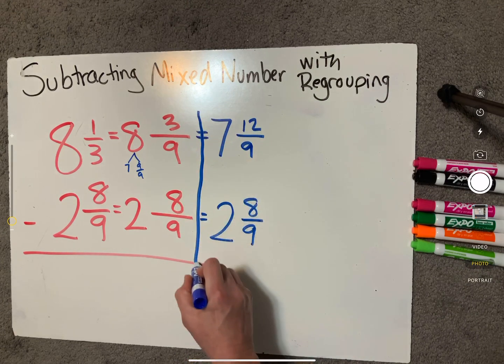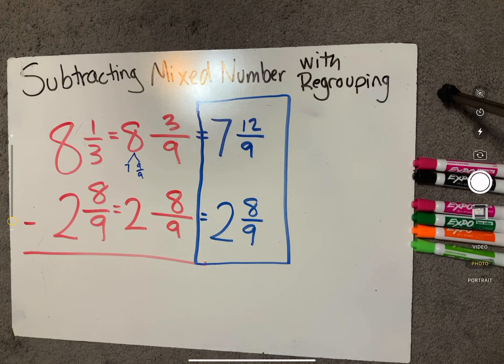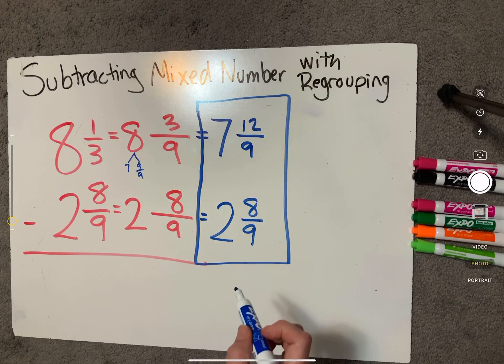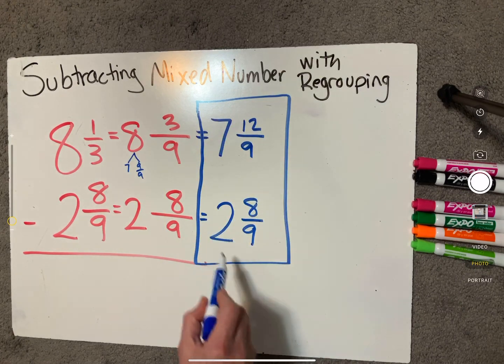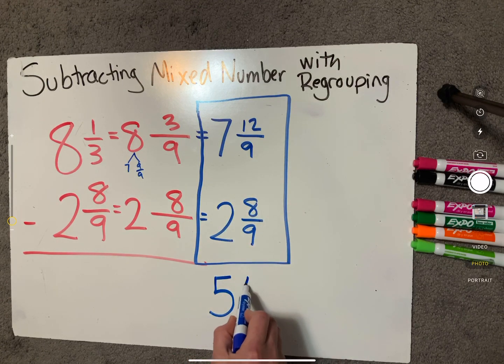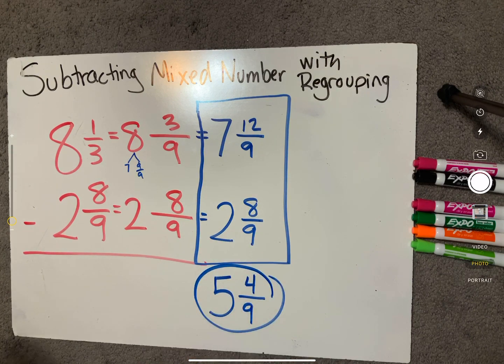So now this is really our new problem. You don't have to box this in if you don't want. I just do this so that you can see that this is the specific problem we're solving now. We're subtracting these two fractions. So 7 minus 2 is 5. 12 minus 8 is 4. And my common denominator stays the same, so it's 9. There's no need to reduce that. So my answer here is 5 and 4/9.